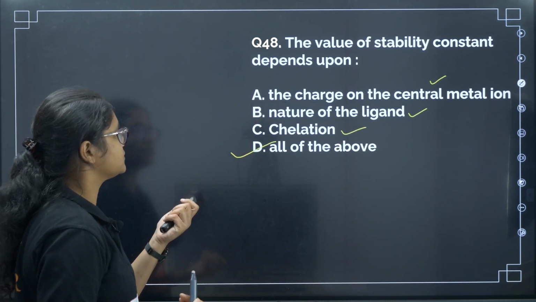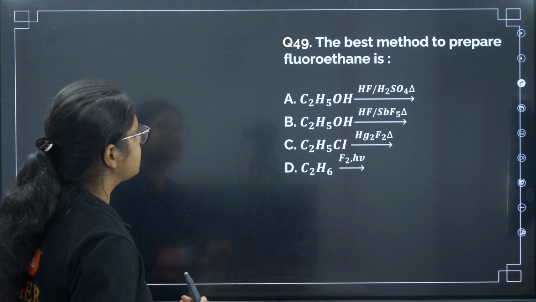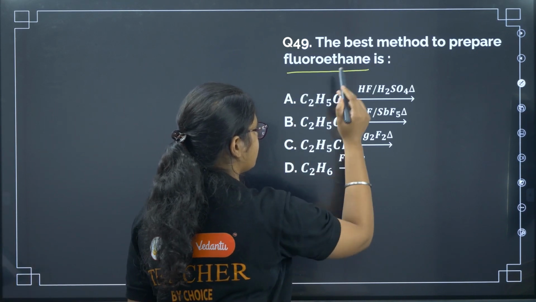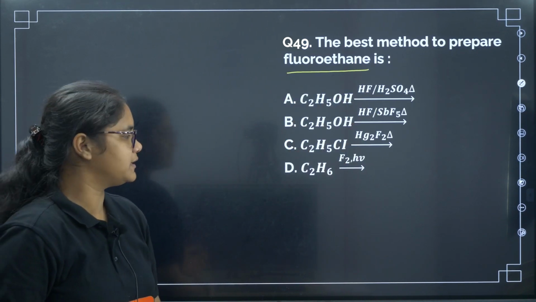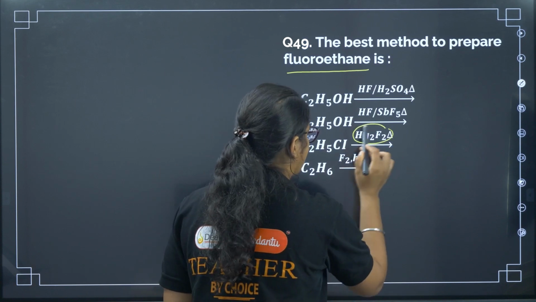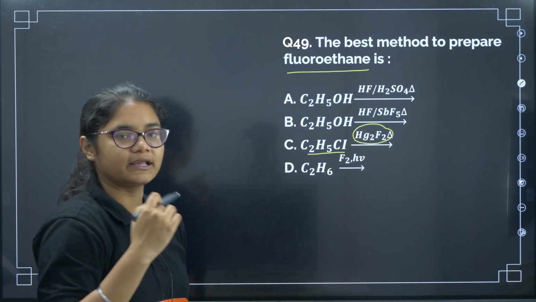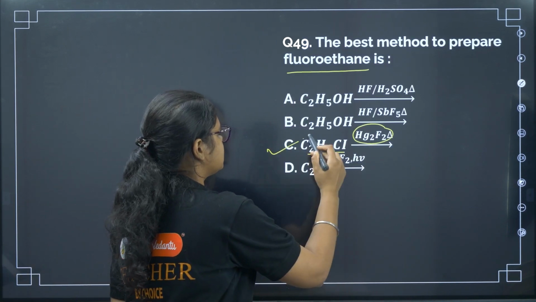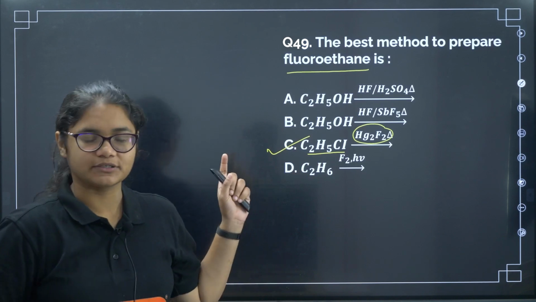So the correct answer is option number D. Next, the next method to prepare fluoromethane. We know it is a halogen exchange method in presence of metal and any haloalkanes like bromoalkanes or chloroalkanes. So the correct answer for this question is option number C.